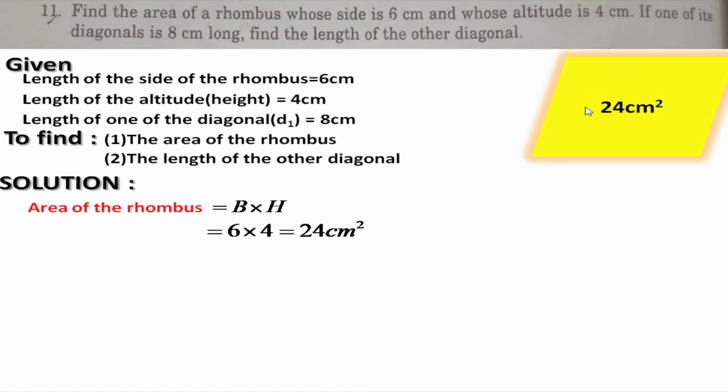It was easy. Till this part it was easy. And the next thing the question has asked us to find is the length of the other diagonal. Whatever the length of the other diagonal is, we have to find it.